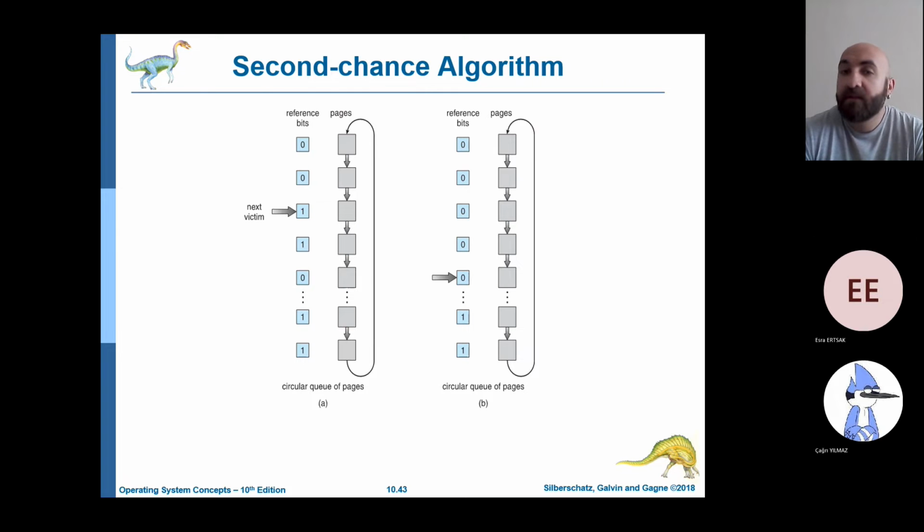Notice that in the worst case, when all bits are set, the pointer cycles through the whole queue, giving each page a second chance. It clears all the reference bits before selecting the next page for replacement. So second chance replacement actually degenerates to first in, first out replacement if all bits are set.